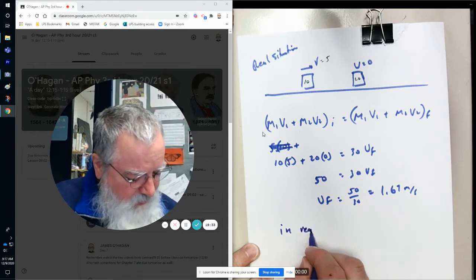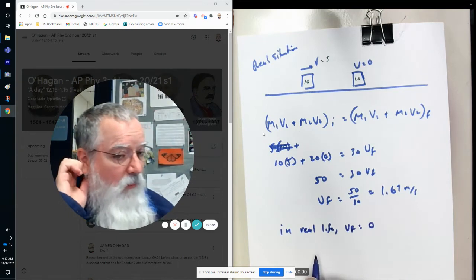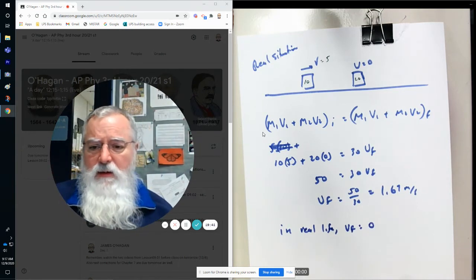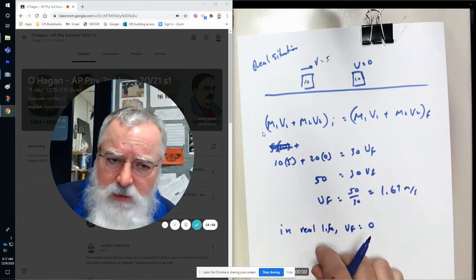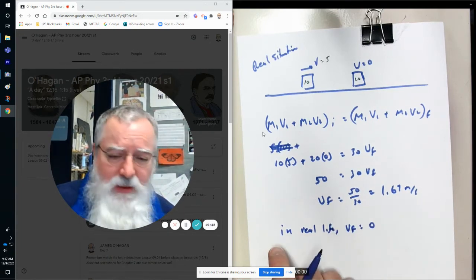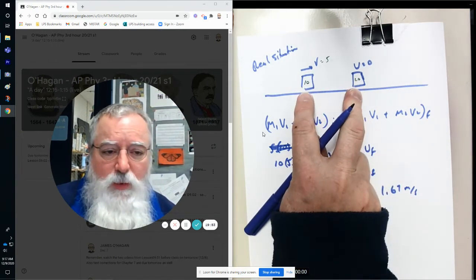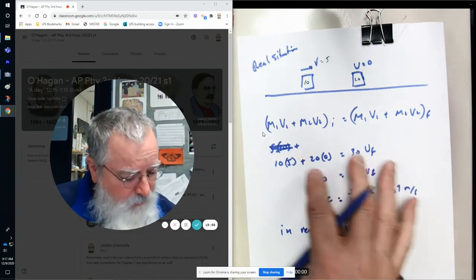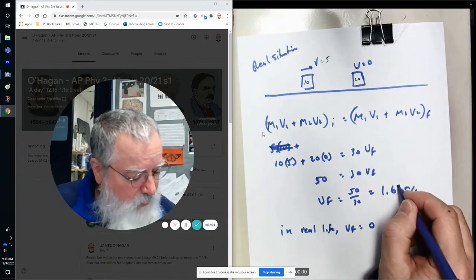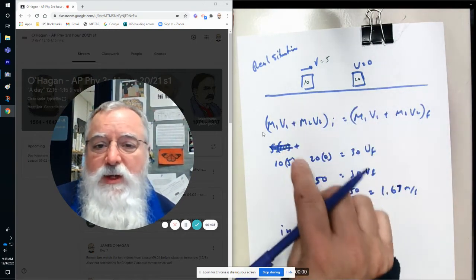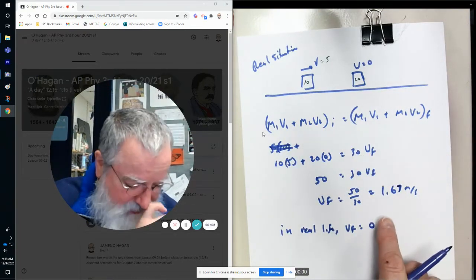In real life, the final velocity is 0. What's going on? Like, what did we miss? Shouldn't this be predictive? It should. Except in real life, we assumed a 2-particle system, and we applied conservation of momentum on a 2-particle system, and we got this, which is what would happen if this was on a big, giant, frictionless plane, the slipperiest ice you've ever been on. That's what would happen.